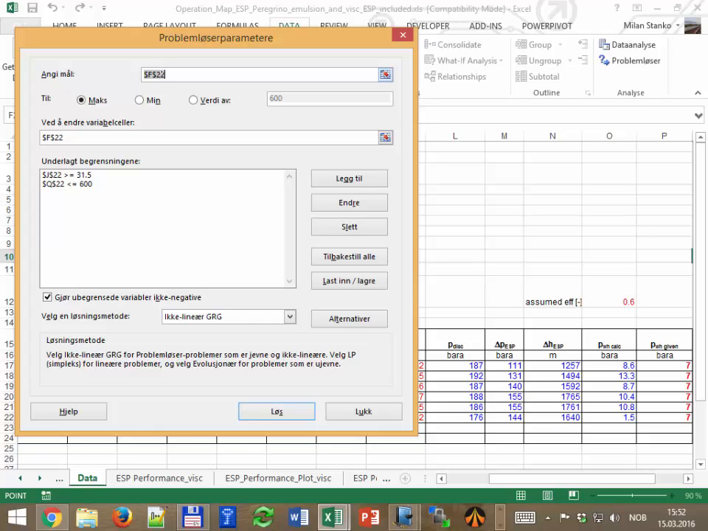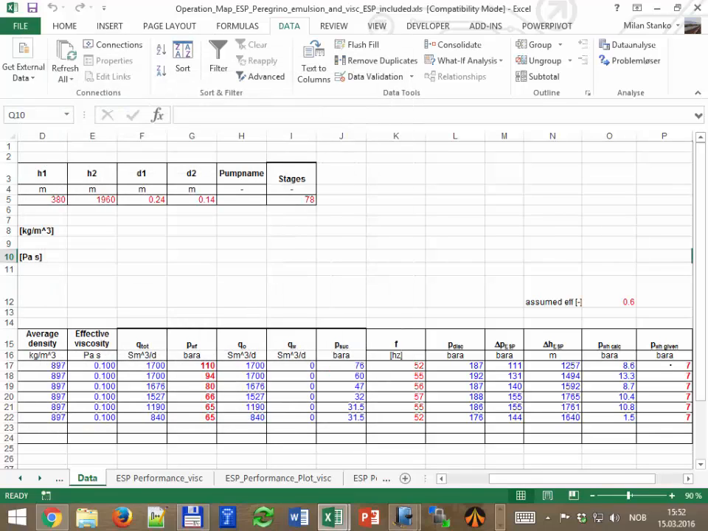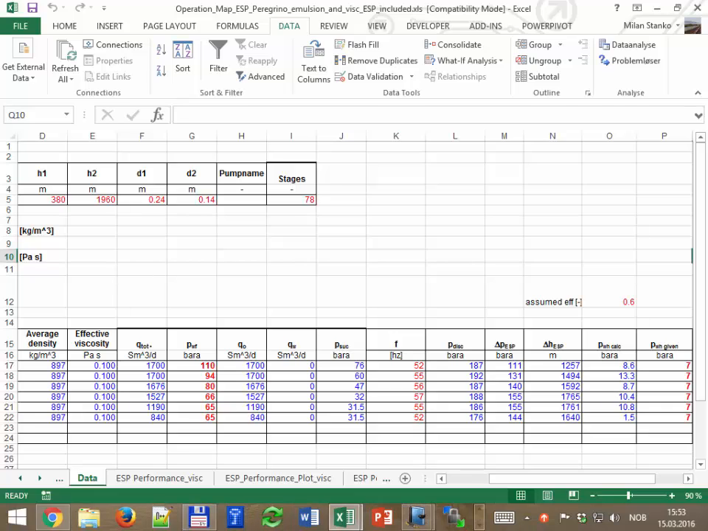Okay, so here we are kind of in an issue, okay? This pressure has to be 7. The rate has to be 1700, okay? And what else? P suction has to be greater than 31.5, and it's kind of too many constraints, right? So before we were using set, you know, sending exactly this cell to 7, right? So how do we do that if now we want also to get the rate equal to 1700?